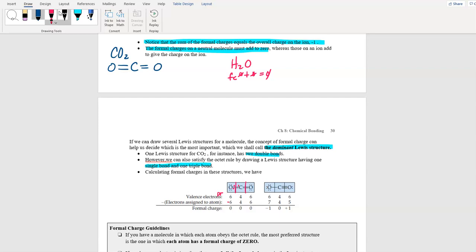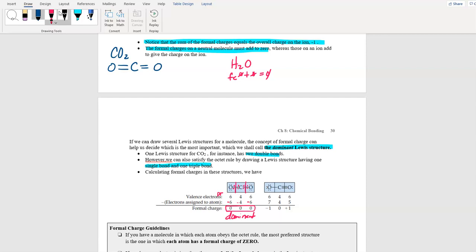Carbon has these electrons from the bond and has this 2 electrons from that bond. He has no lone pairs. So there's your 4 minus 4, still 0. And this oxygen over here, 2 lone pairs. So there's 2 and 4. And then the 6 coming from the 2 bonds. So 6 minus 6. This is definitely the dominant structure, because all formal charges are 0.